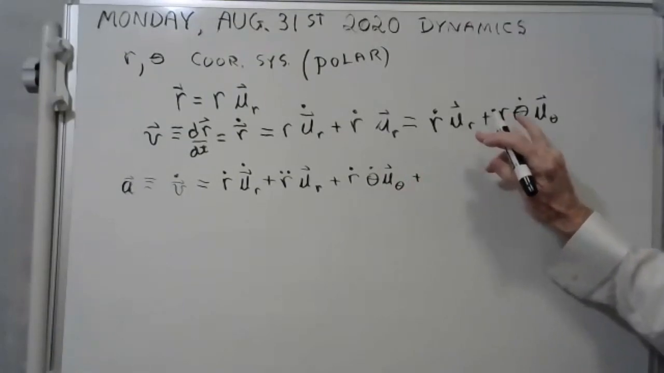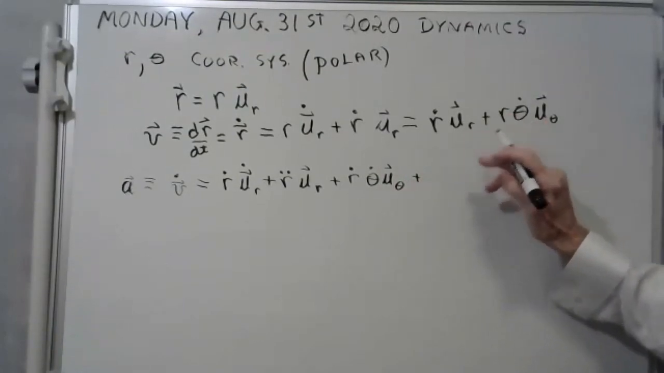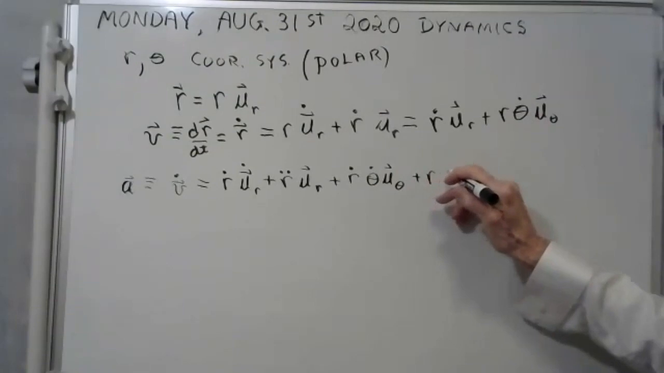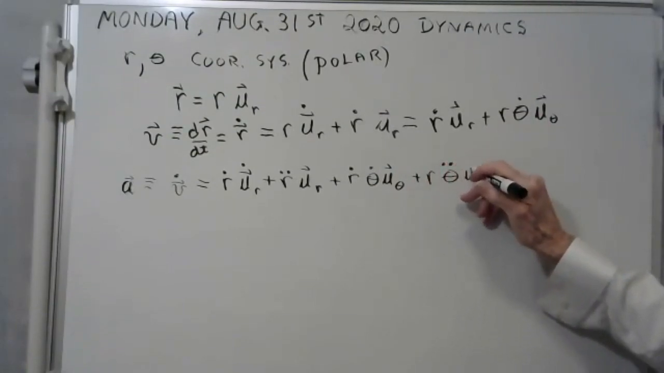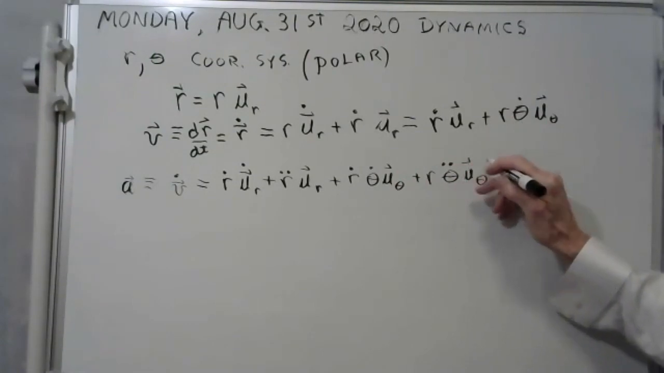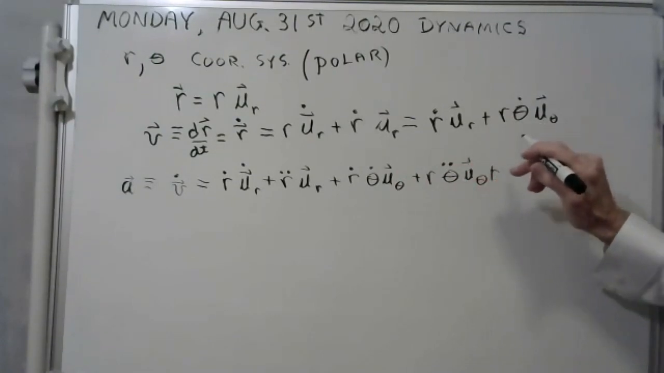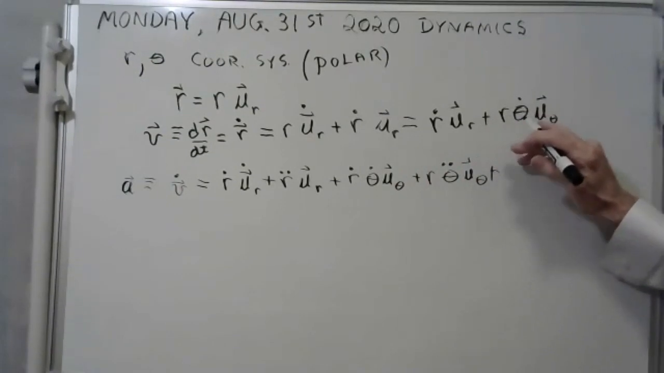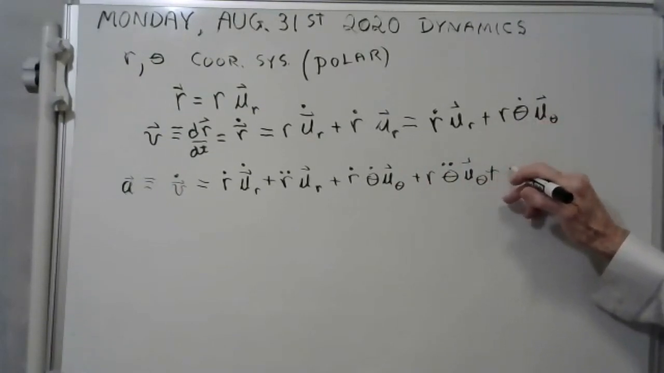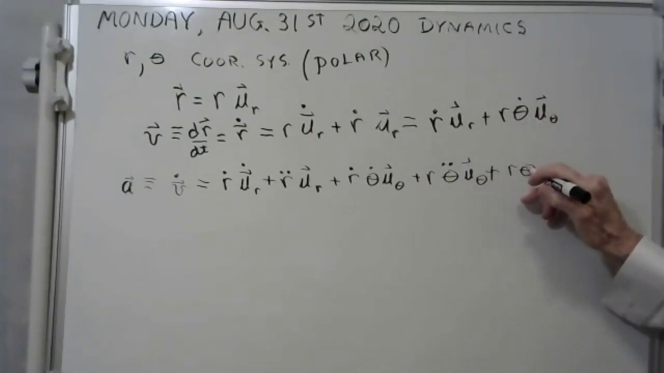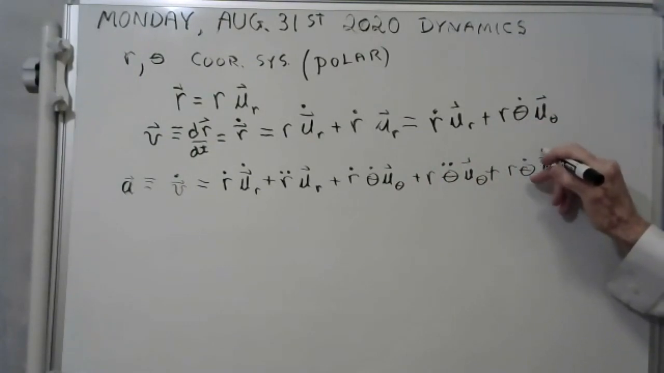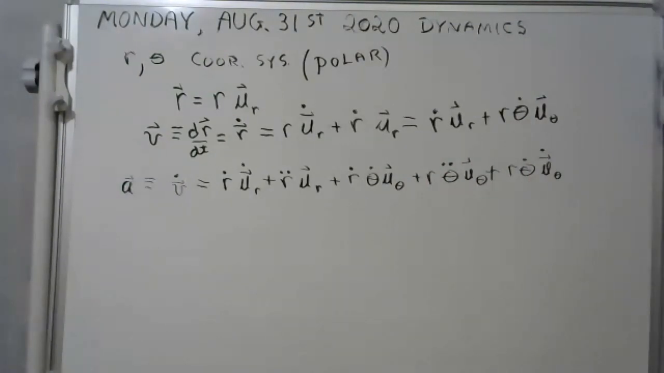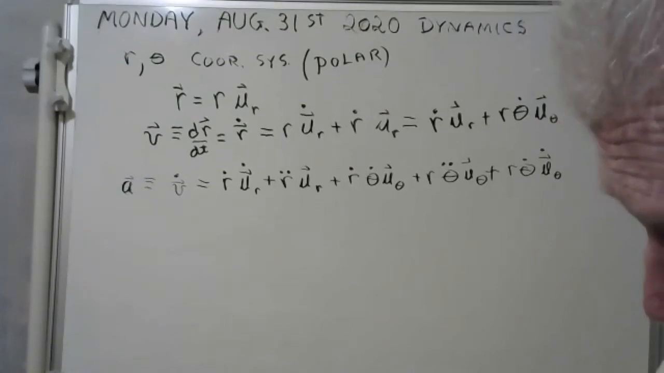Plus r times the derivative of this one times that one, which will be r times theta double dot times that, plus this one times that one times the derivative of that one. R theta dot times the derivative of u of theta. You have to take the derivative. You wind up with 5 different terms, okay?